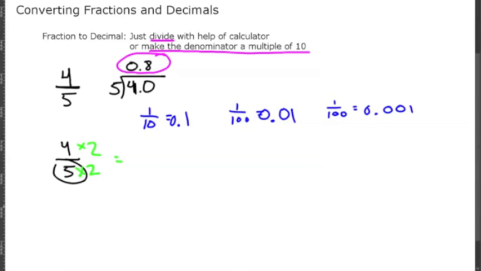So now our answer is going to become 4 times 2 is 8. 5 times 2 is 10. So now we have 8/10, and 8/10 can be written as 0.8. And that's how you convert a fraction to a decimal.